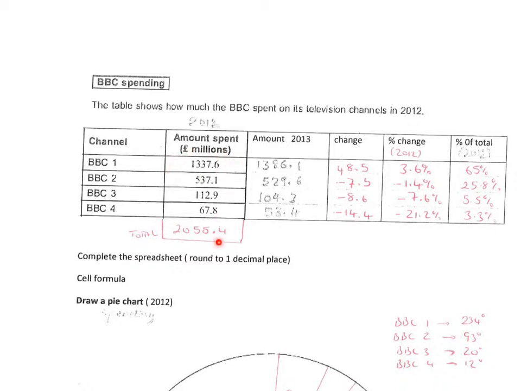Amount divided by the total times by 100. Repeat it for BBC Two. Amount divided by the total times by 100. And that gives the percentage of the total.